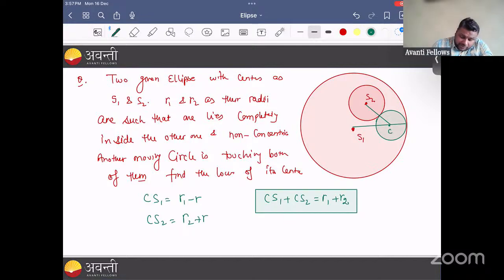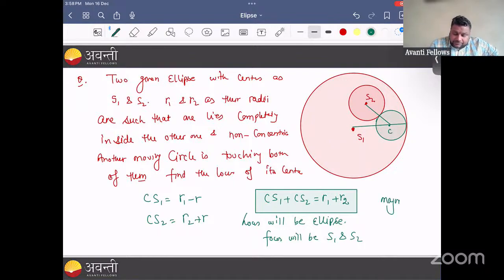So the locus will be what? The locus will be an ellipse. Am I correct? The locus will be an ellipse. The foci will be S1 and S2. And the length of the major axis? The major axis will be R1 plus R2. Got it? So this is the focal distance property of the ellipse, using which this beautiful question has been asked.